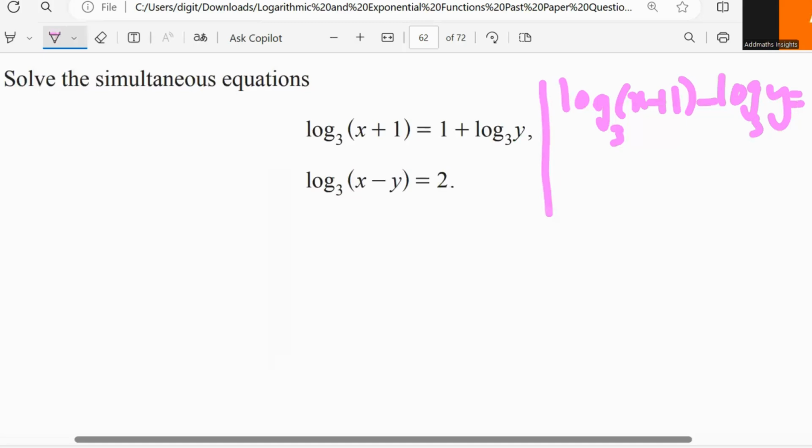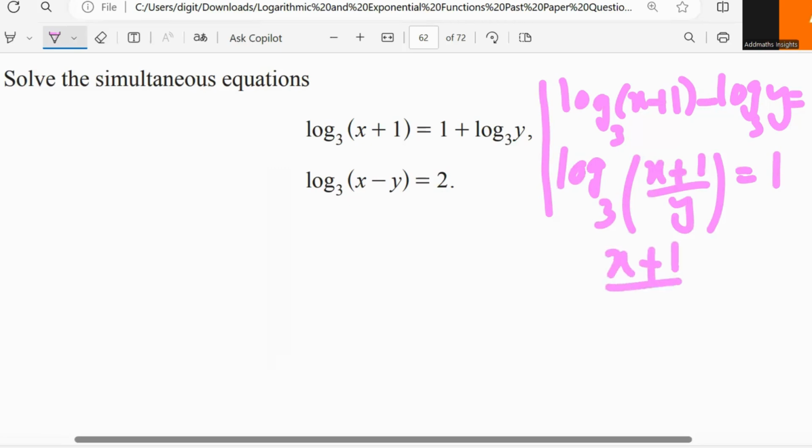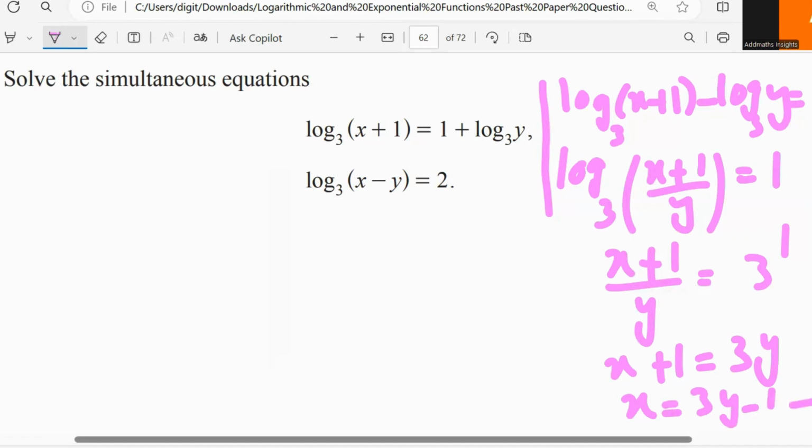And there is a division minus sign. So we apply the division law and you can write log 3 of (x plus 1) over y is equal to 1. And then you apply the exponential rule, change into exponential form. So then you can write (x plus 1) over y is equal to 3 raised to the power 1. So x plus 1 equals 3y, and you can make x the subject of the formula. So this is how you change a logarithmic equation to a simple linear equation.